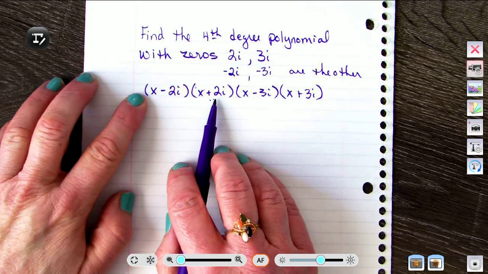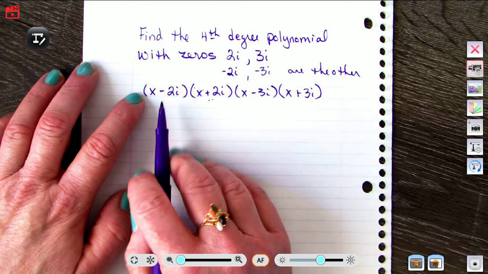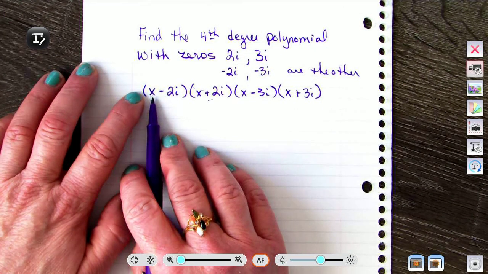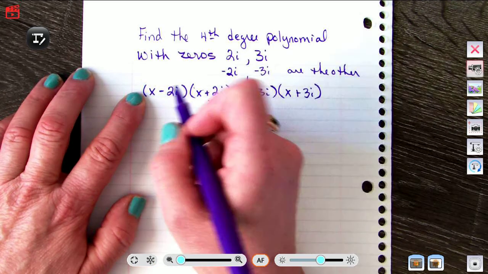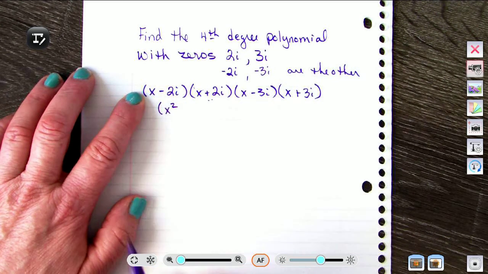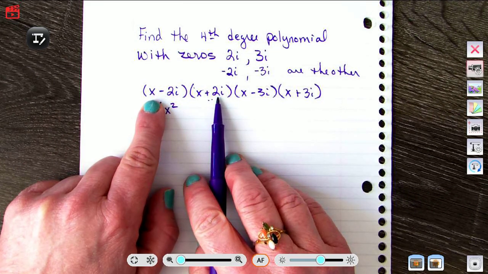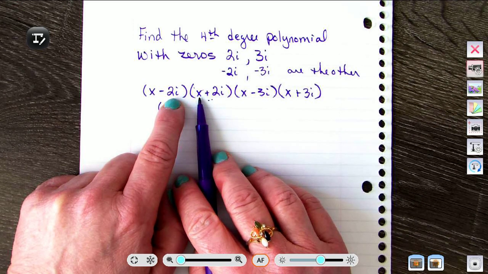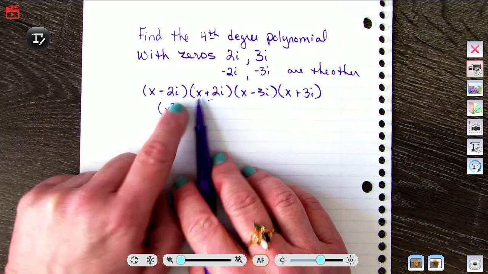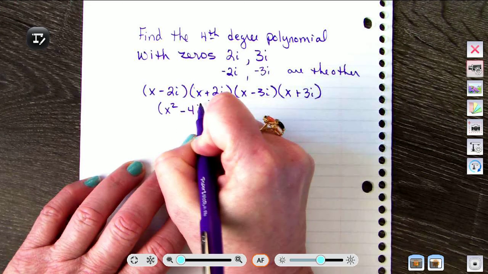So I will show you those nice things, and then I'll stop there because you'll see stuff you can do. This is stuff you guys can do. So foiling, my x times my x is x squared. I'm going to see that this one is going to give me a positive 2xi and a negative 2xi. So I will leave those out because they'll cancel. And this is going to give me a minus 4i squared.